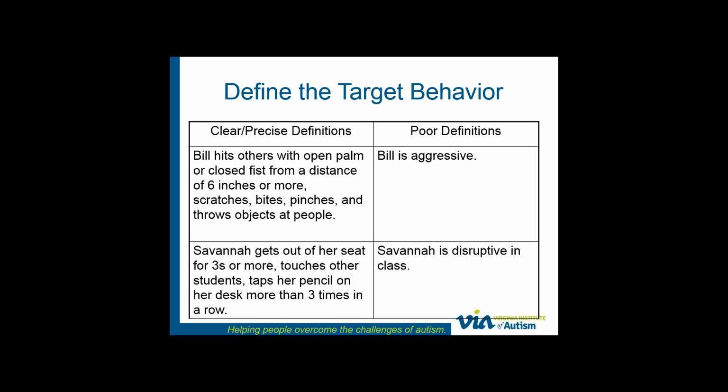On the second here, Savannah gets out of her seat for 3 seconds or more, touches other students, taps her pencil on her desk more than 3 times in a row. And the poor definition is she's disruptive in class. Again, what one teacher finds disruptive, another teacher may completely not be fazed by. So it's really important that when we're collaborating with parents or teachers that we're really clear about what we're looking at.